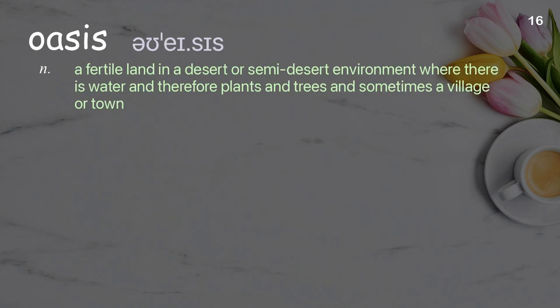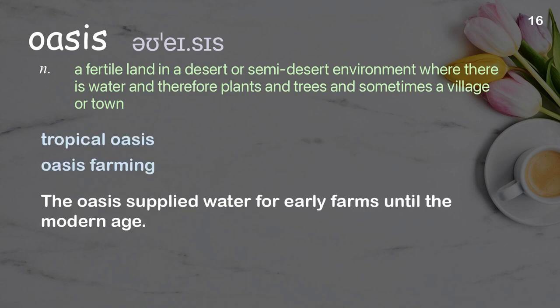Oasis. A fertile land in a desert or semi-desert environment where there is water and therefore plants and trees, and sometimes a village or town. Examples: tropical oasis, oasis farming. The oasis supplied water for early farms until the modern age.